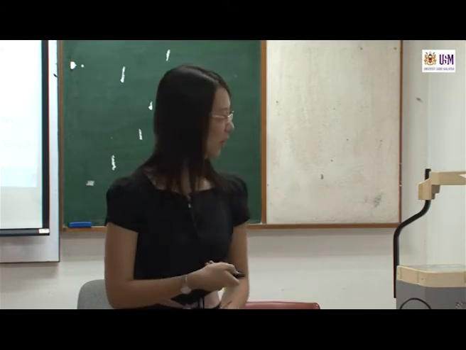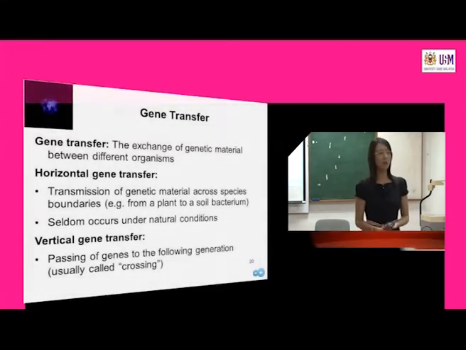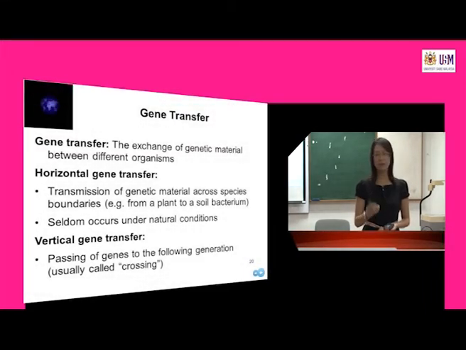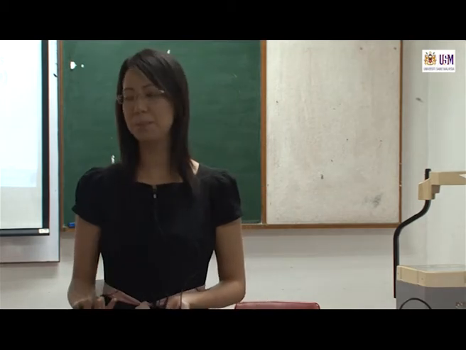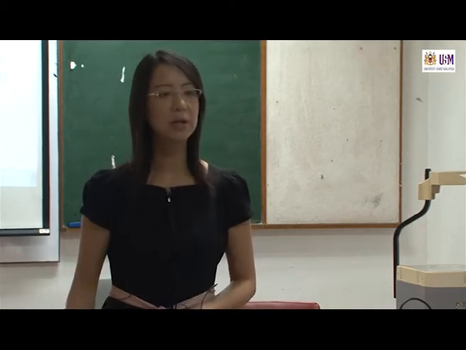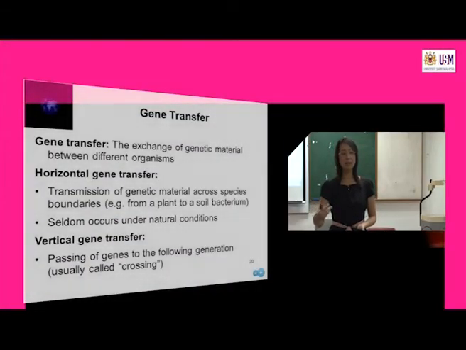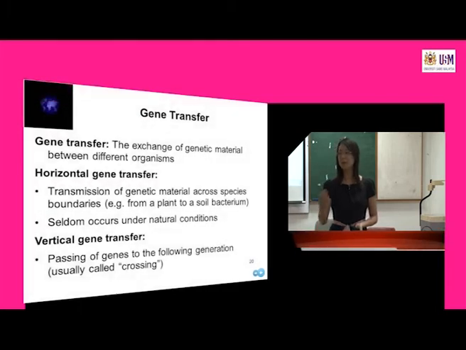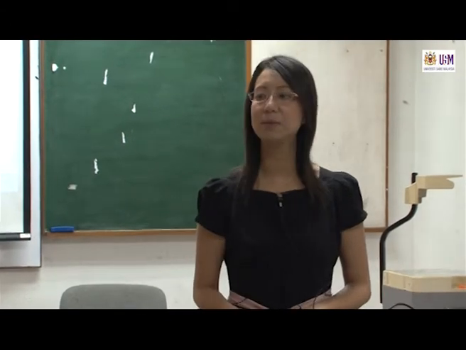Now, gene transfer can occur via two ways. One is horizontal gene transfer, one is vertical gene transfer. Vertical gene transfer means transfer of genes mainly from one generation to another generation. So we have one generation of bacteria, then they regrow and reproduce, and then they produce the next generation of bacteria. Of course, genes will be transferred along that vertical line to their offspring. So that's vertical gene transfer. Now, vertical gene transfer normally happens within the same species.